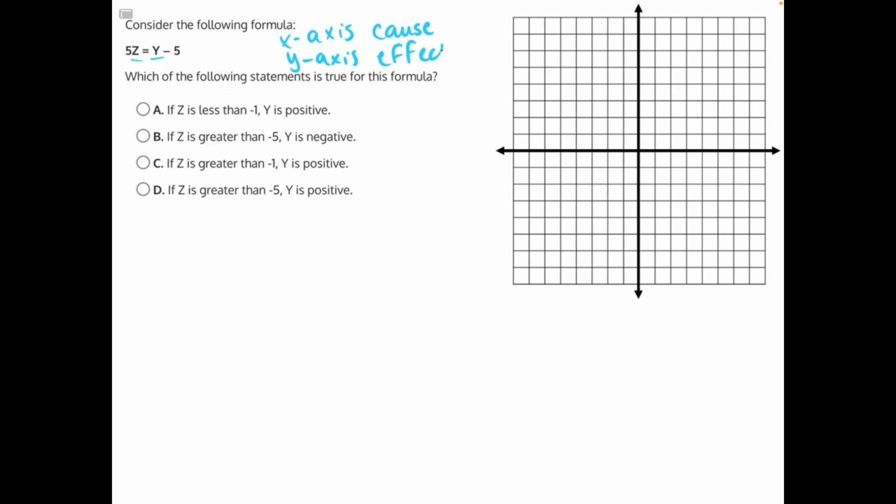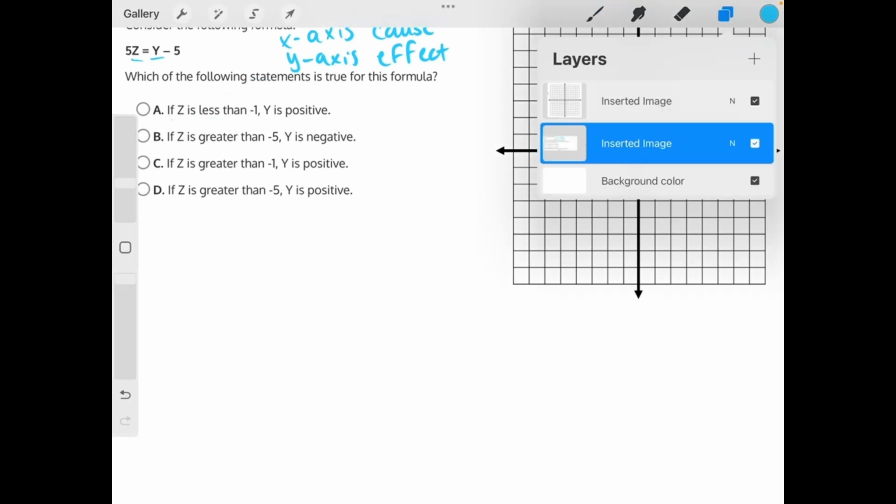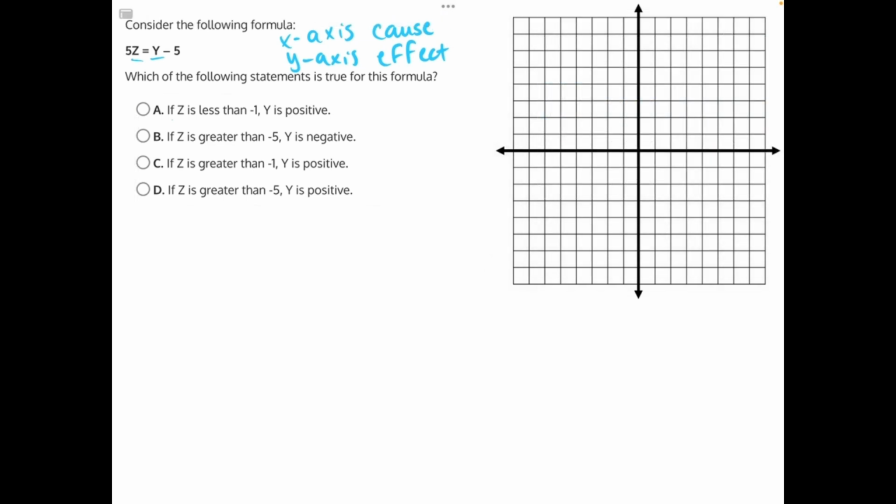So if we look at our answer choices, we can see that z is always the cause that is affecting our variable y. If z is this, then y is this. So that means we can label our x-axis as z, and we can label our y-axis as y. That'll stay the same in this case. So now with that information, we can find our two intercepts, which will make graphing easy.